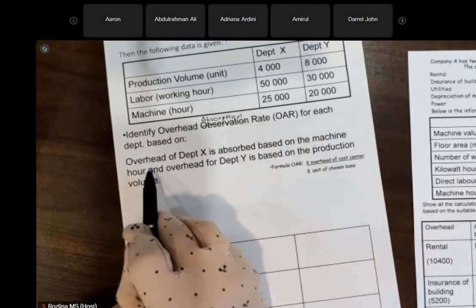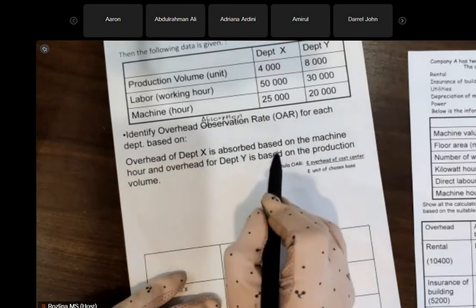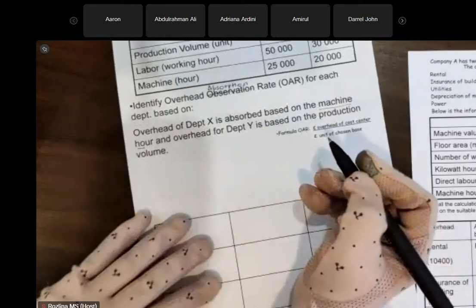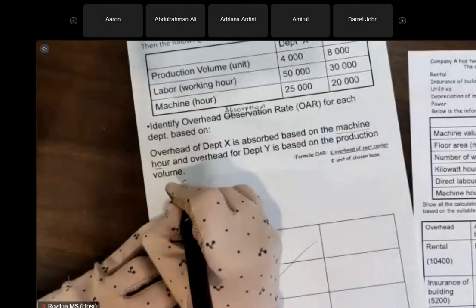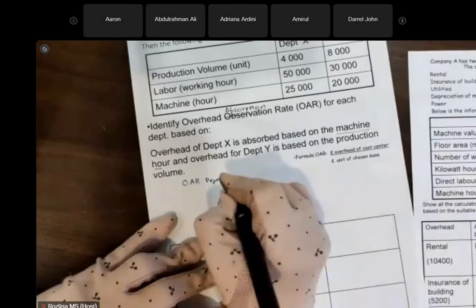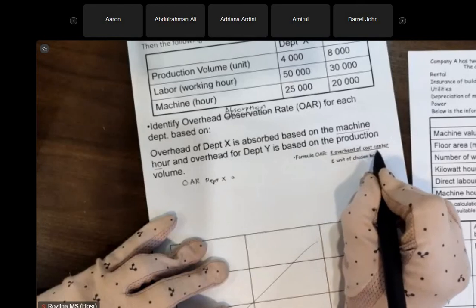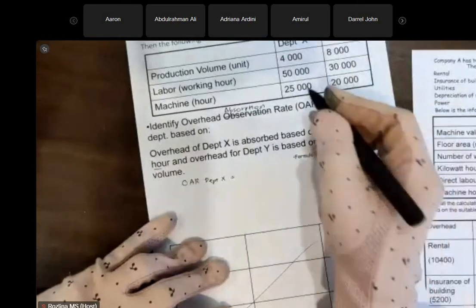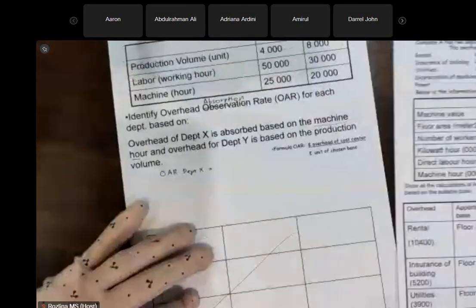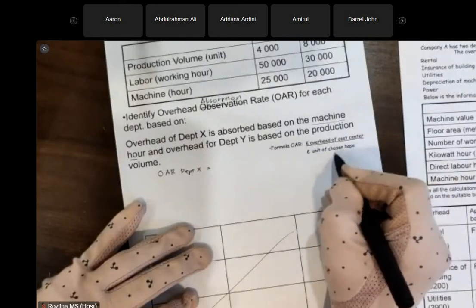Okay. So, for this case, overhead of department X is absorbed based on the machine hour. So that means OAR for department X. The formula is the total overhead of the cost center divided by the total units of the chosen base.